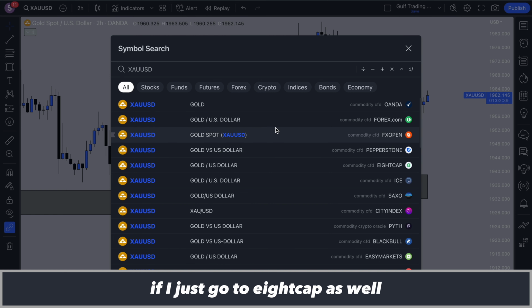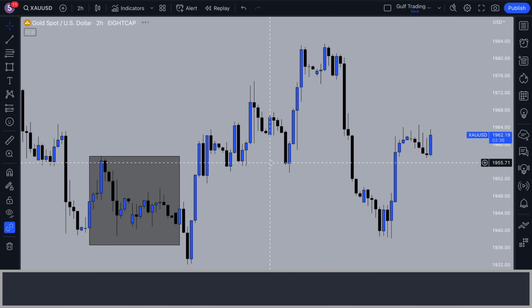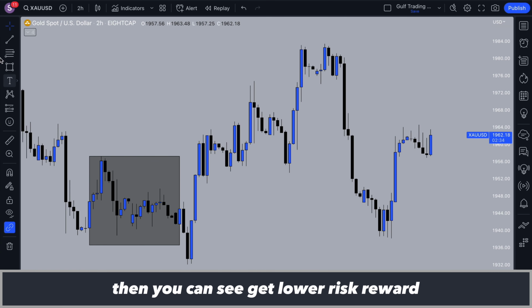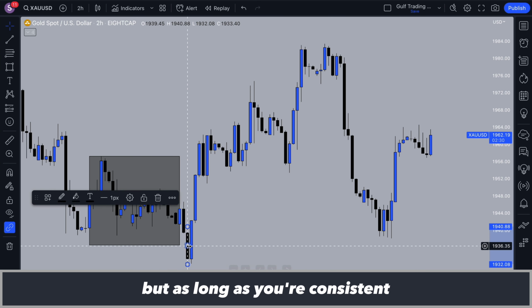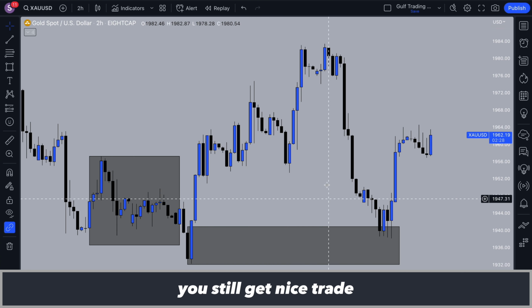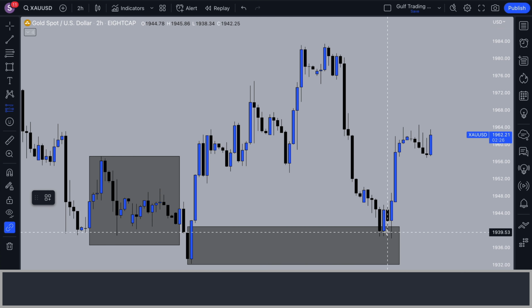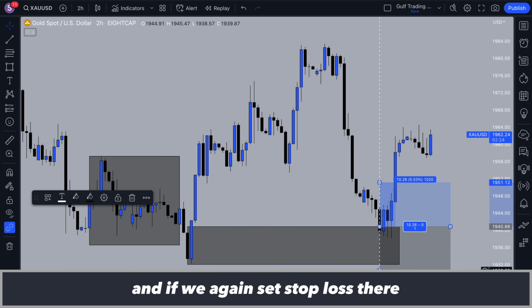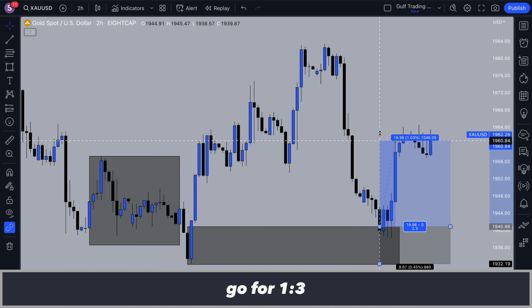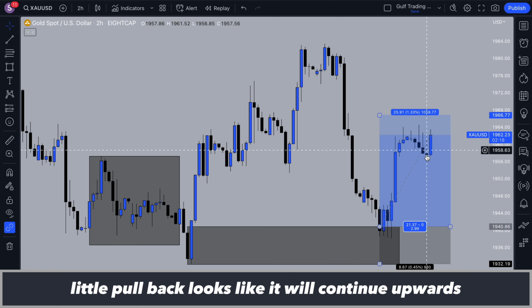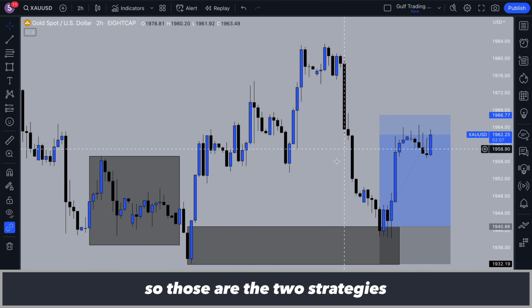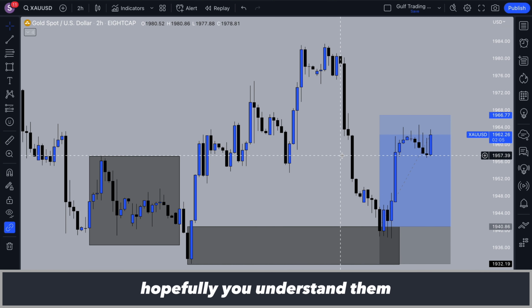If I just go to 8cap as well, then you can see you get lower risk reward. It's a bit of a different zone, but as long as you're consistent, you still get a nice trade. And if we again set our stop loss there, going from 1 to 3, hasn't been hit yet, but price pushed up, made a little pullback, looks like it will continue upwards. And so those are the 2 strategies. Hopefully you understand them. If not, send me a message on Discord, leave a comment.